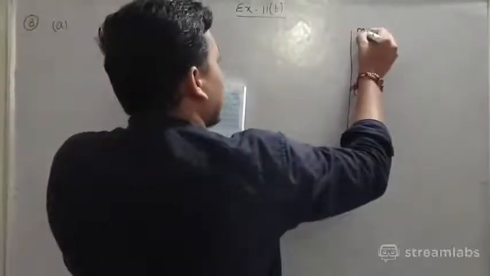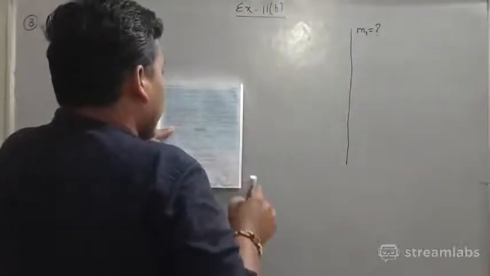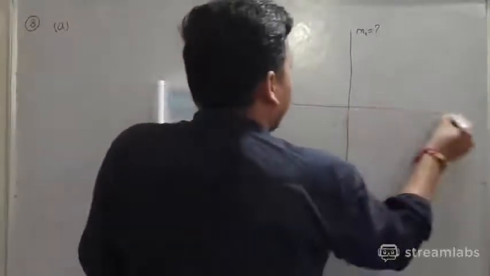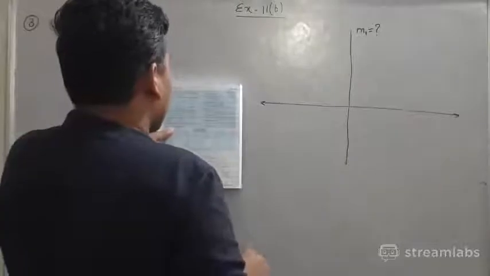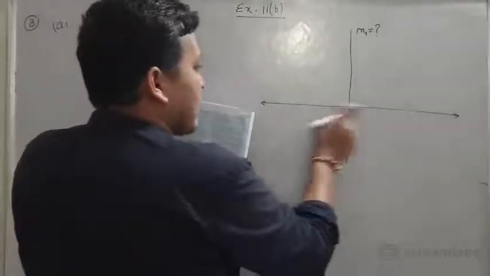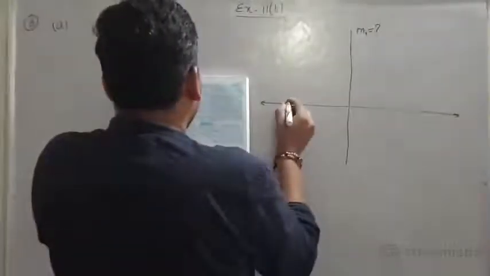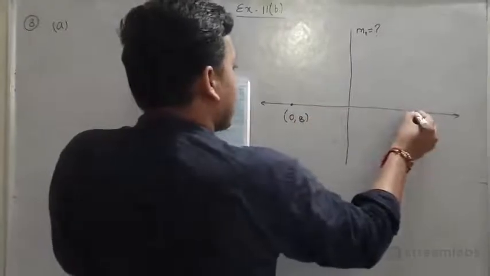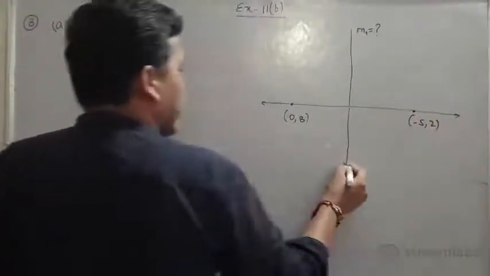Let the slope of this line be m1. This line is perpendicular to another line, and that other line passes through the pair of the following points: one is (0, 8) and the second one is (-5, 2). So this is the question here.